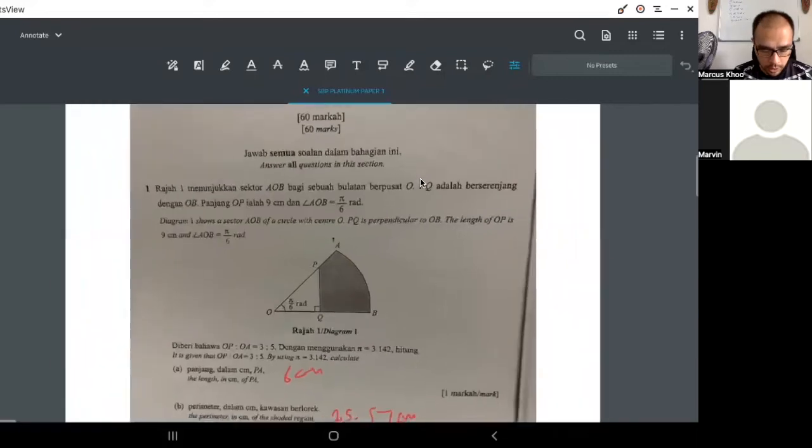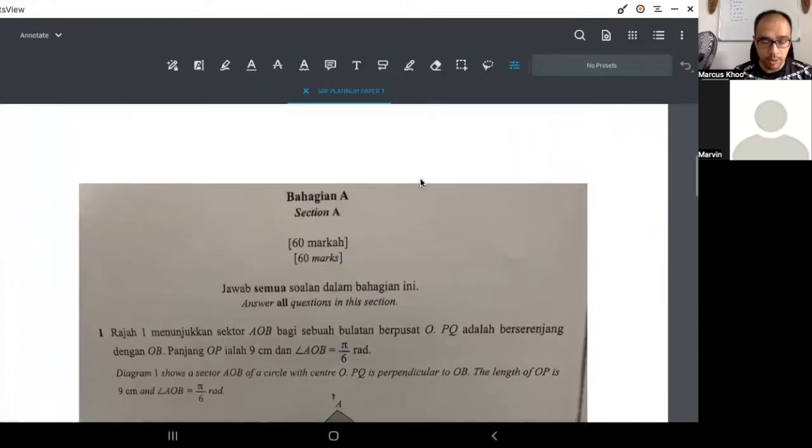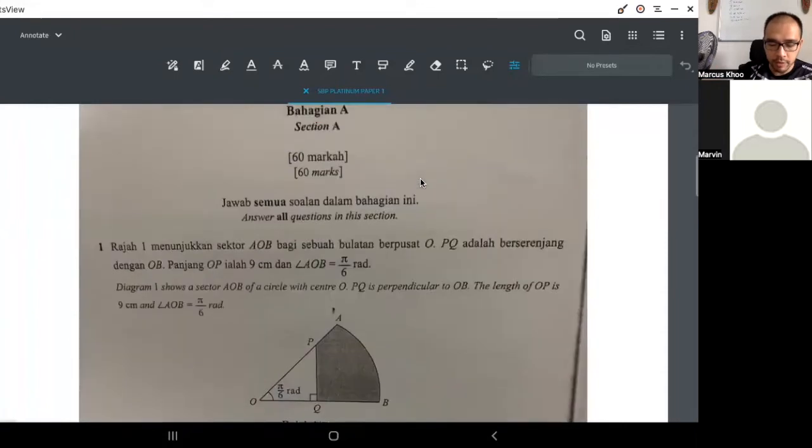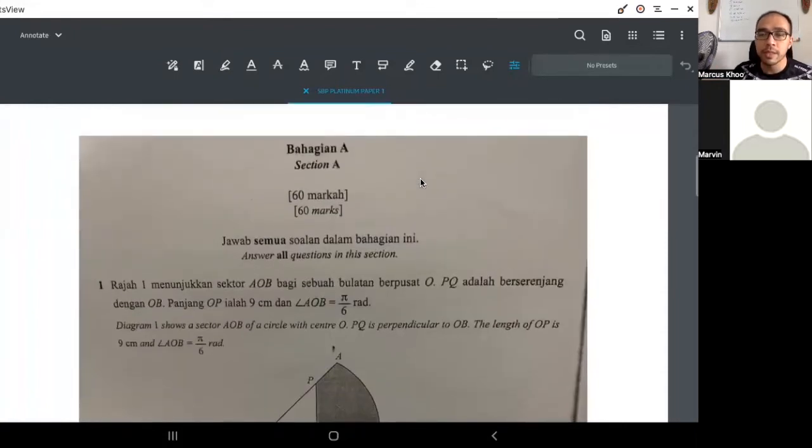Okay, so today we're going to look at the SBP Platinum paper, paper 1. Kalau dibandingkan, if you compare this with the gold paper, I think the gold paper is a little bit more difficult lah. This Platinum paper macam ada senang sikit lah.